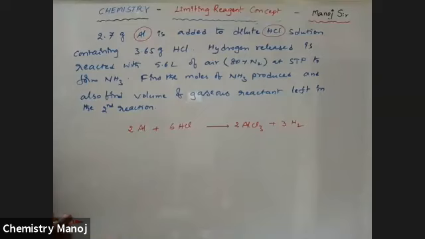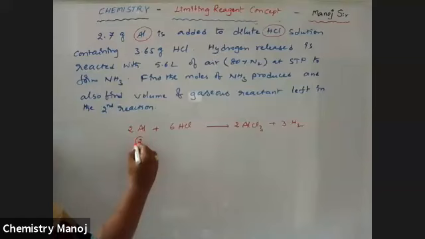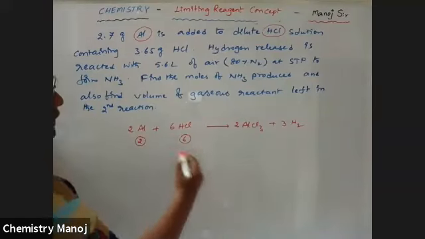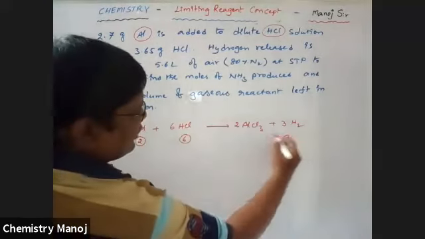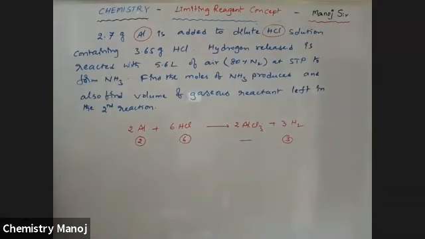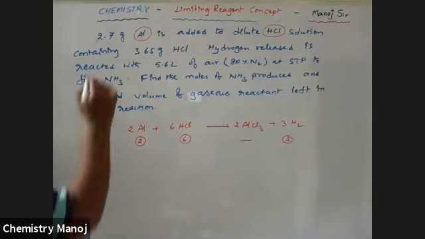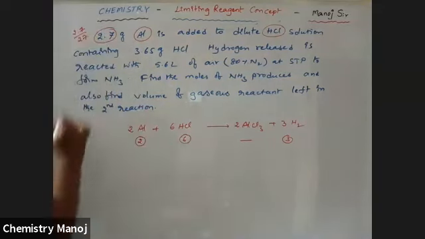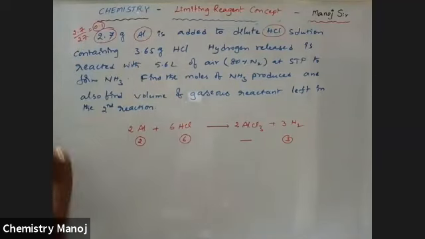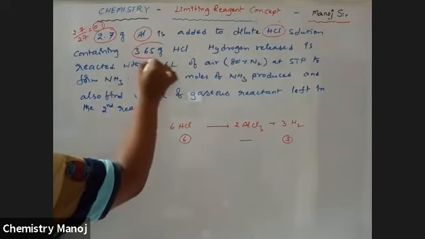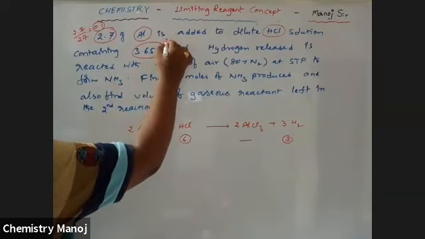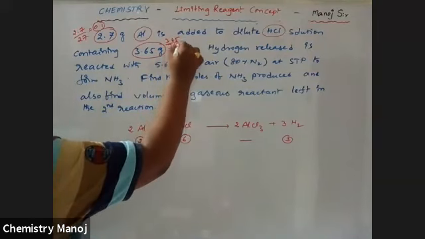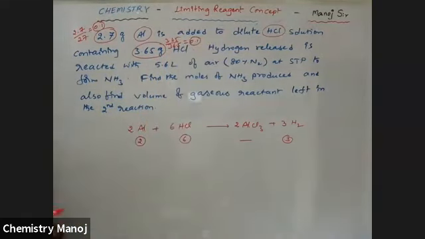Now, 2 moles aluminium reacts with 6 moles HCl. That gives 3 moles hydrogen. There is no need of AlCl3. Here 2.7 grams means 2.7 by 27 atomic weight, that is 0.1 mole. Next HCl 3.65 by 36.5, which is also 0.1 mole.